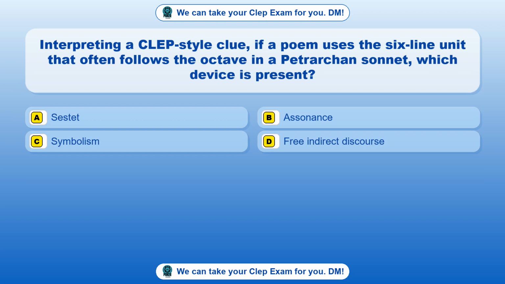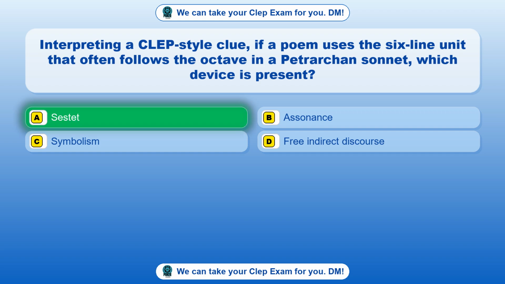Question 76. Interpreting a CLEP-style clue. If a poem uses the 6-line unit that often follows the octave in a Petrarchan sonnet, which device is present? Option A, sestet. Option B, assonance. Option C, symbolism. Option D, free indirect discourse. The correct answer is option A, sestet.